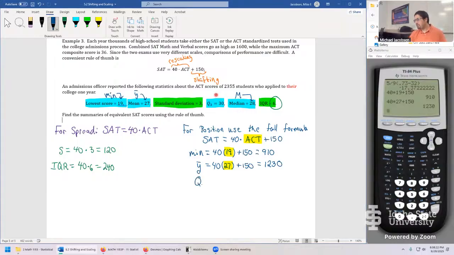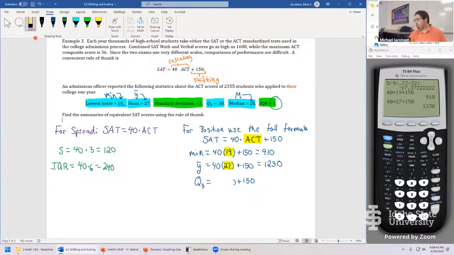So next is quartile 3. 30 times 27 plus 150. By the way, we haven't used too many calculator shortcuts, but if you want to speed it up, here's what it would look like. First, let me make sure I've got the right value. Quartile 3 is a 30, so let me fix that there.